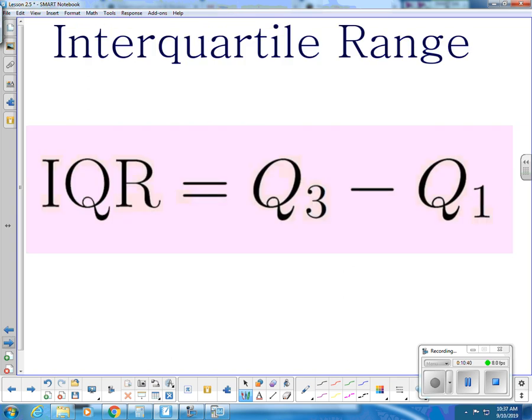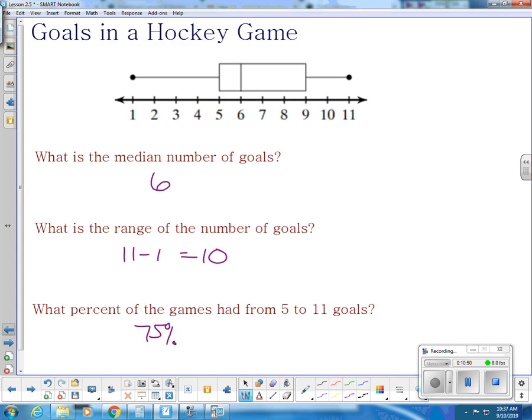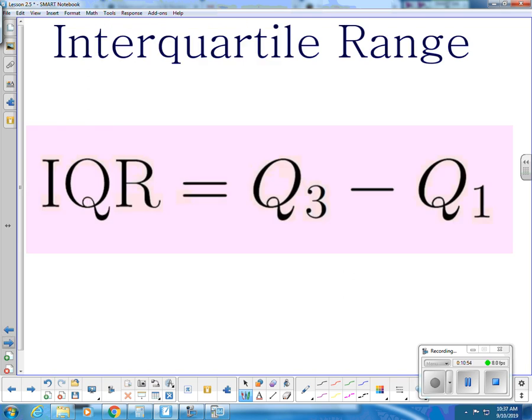Interquartile range. So when they talk about IQR, interquartile range is just the range of the quartiles. Q3 minus Q1. The inner range. It's the length of the box. This is the interquartile range. The middle 50%. Okay? We need that number to do our next thing. Okay.